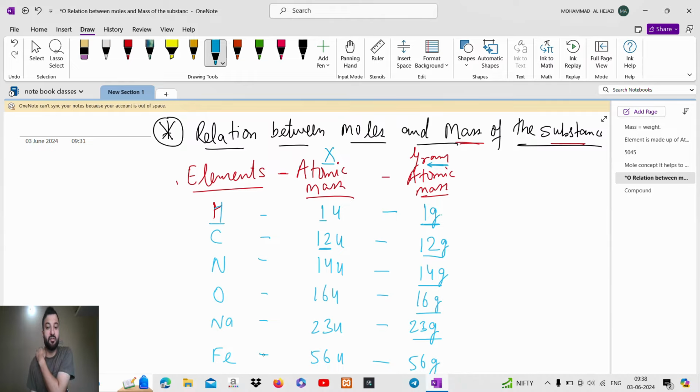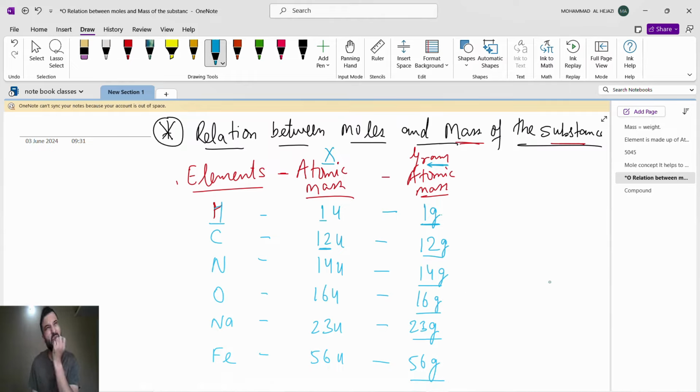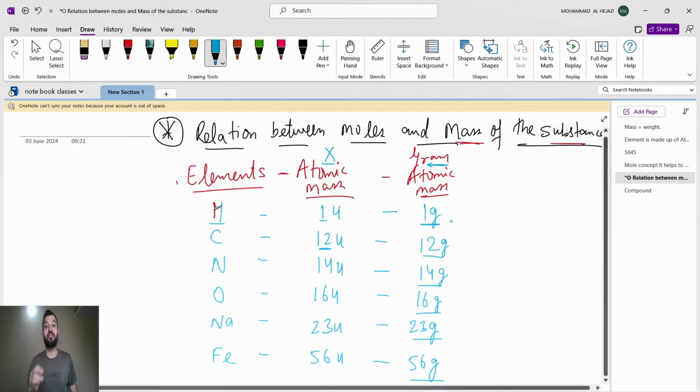If I say 16 U, 23 U, 12 U, 56 U, you will do it like that, right? Like a monkey. But if I tell you in gram, you will understand. Iron is 56 gram, sodium is 23 gram, oxygen is 16 gram. You will understand the concept there.